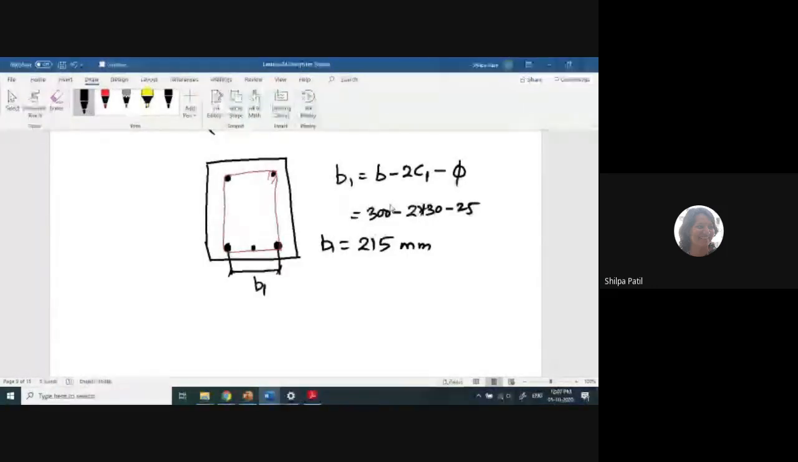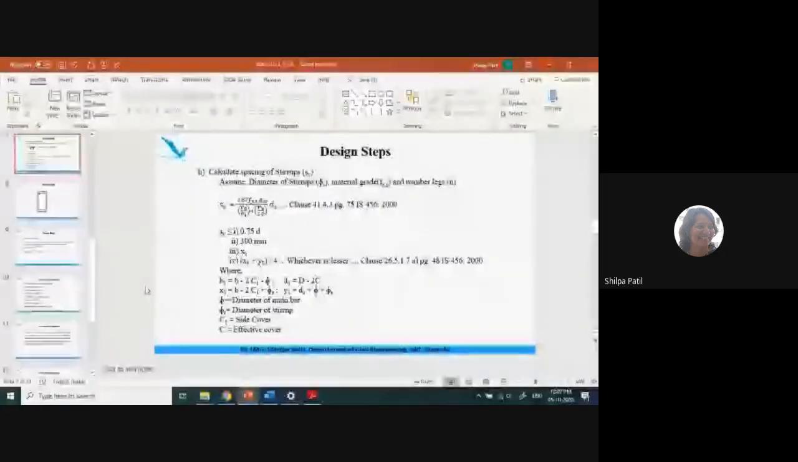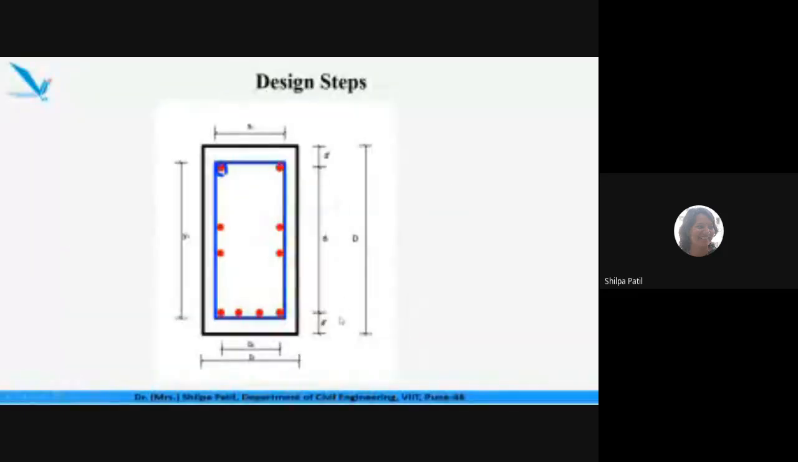Now what is D1? We'll go back to the code. One more term is here, that is D1. What is D1? Center to center distance between corner bars, and that will be along the depth. B1 we have calculated along the width. D1 is along the depth. So if I go back to the diagram here, this is D1.